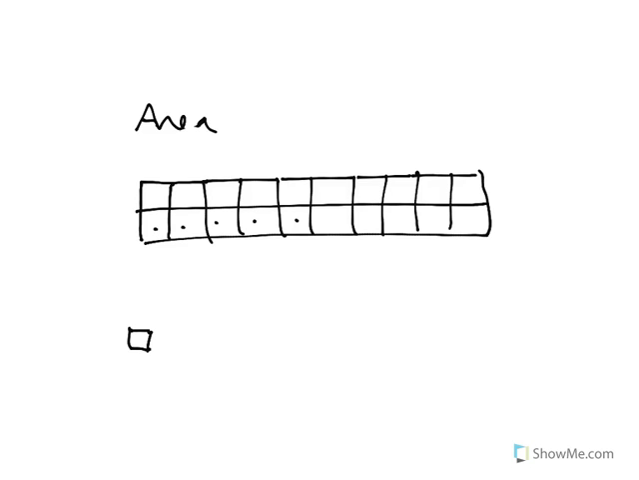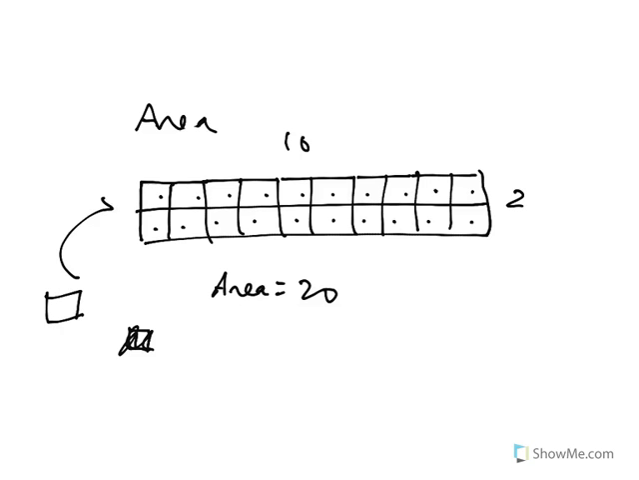One, 2, 3, 4, 5, 6, 7, 8, 9, 10. So this is a 10 by 2 rectangle, and its area is 20, which means 20 of these little 1 by 1 squares would cover the rectangle perfectly. And we can get the area by just adding together. Sorry, by multiplying together.